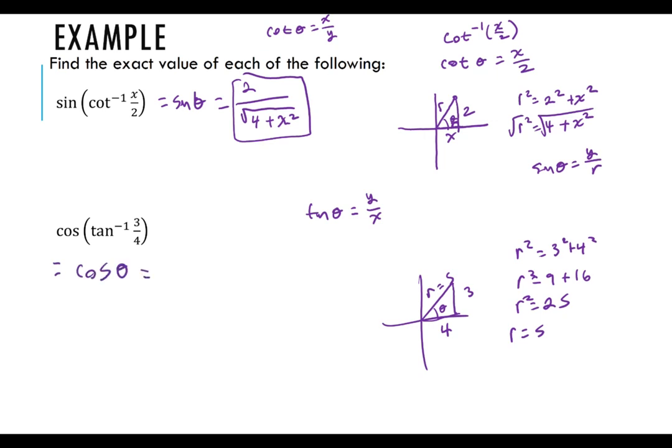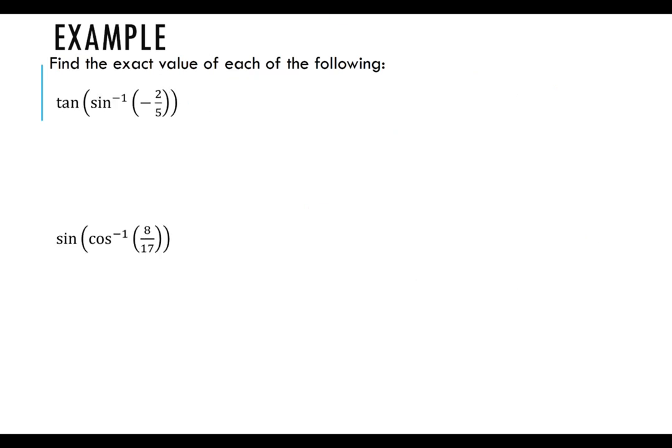Well, remember that cosine of theta is really equal to the x value over the r value, and so that's going to be 4/5. And so that's our answer. And anytime they ask us to find the exact values, we still have to run through the same type of process. Superimpose it on the unit circle, make sure you're in the correct quadrants based on whichever inverse trig function we're using, and then evaluate tangent of that theta, or sine of that theta.